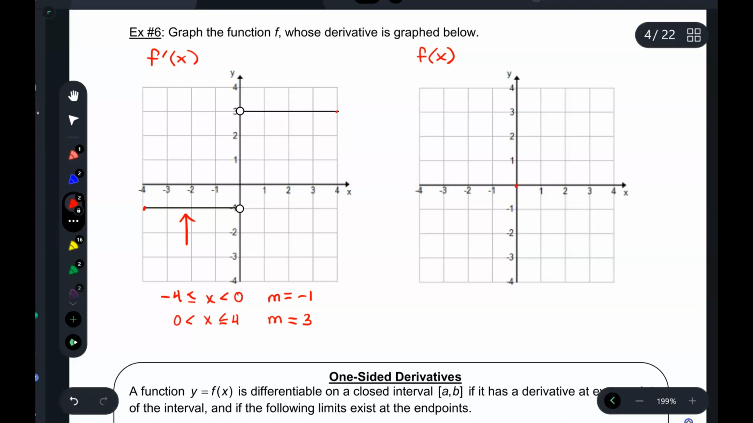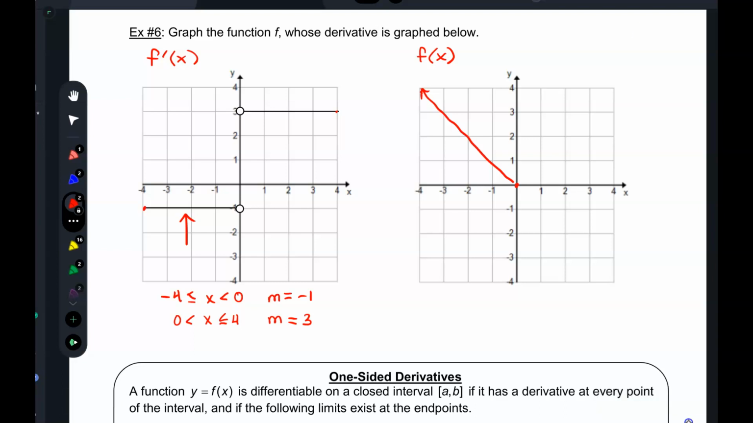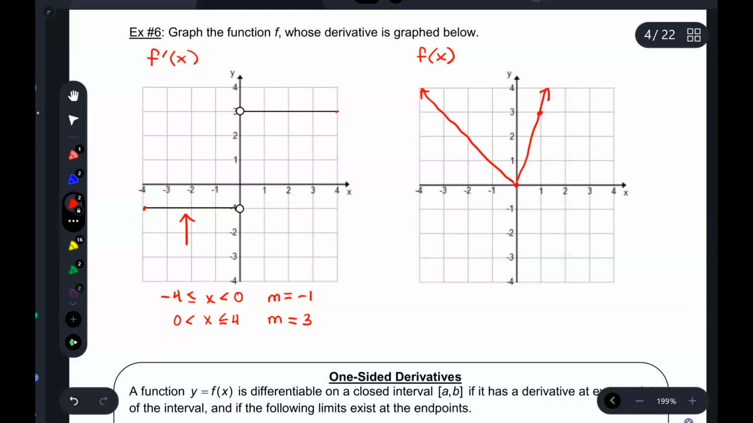So from -4 to 0, I have a slope of -1. Okay, mine's off a little bit, but you get the idea, right? And then at 0, I have a slope of 3, so now I'm going to go up. So it's going to be a little steeper here. So right here, it's going to be a closed circle. Here's why I need to have what's called a continuous graph in order to find a derivative. I wouldn't be able to find the derivative if there was an open circle here. It wouldn't make sense. So that's why we do it that way.